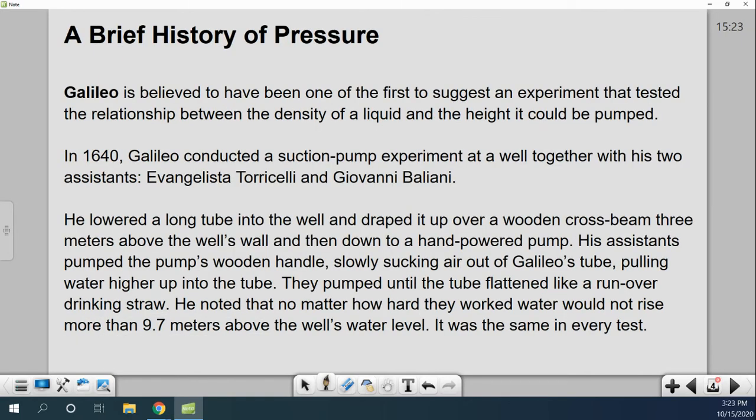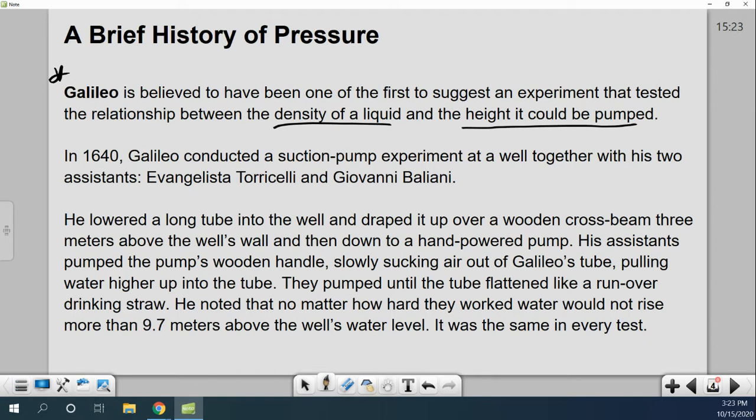So, brief history of pressure. Starts with Galileo, kind of famous guy, Galileo Galilei. He's believed to have been one of the first to suggest, in any kind of experiment really, to test the relationship between density of a liquid and the height you can pump it. So you can't just pump water up as far as you want. You can't just run a pump and have water go all the way to space. There's a limit to this based on how dense the liquid is.